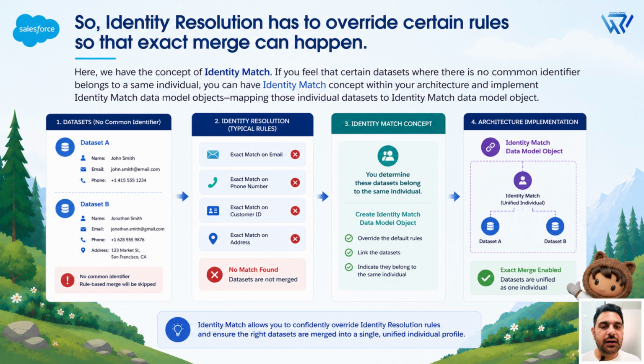Here we have the concept of identity match. If you feel that certain data sets where there is no common identifier belong to the same individual, you can have the identity match concept within your architecture and implement identity match data model objects, mapping those individual data sets to the identity match data model object.